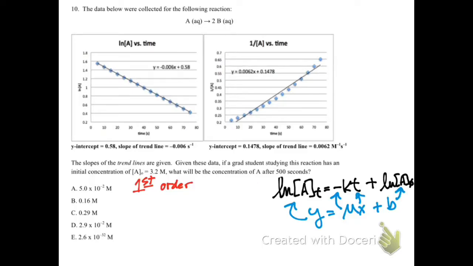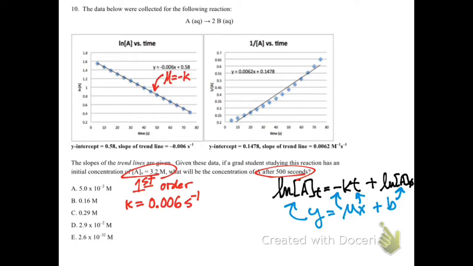The other thing that we can glean from this graph, if we look at the slope, is that it's equal to negative k. So we're given the slope here as negative 0.006 seconds to the negative 1. So we can just say k is equal to 0.006 seconds to the negative 1. Now then, we're asked if we start with 3.2 molar and we allow 500 seconds to elapse, how much will be remaining? So we have an initial amount, we have a rate constant, we have a time.